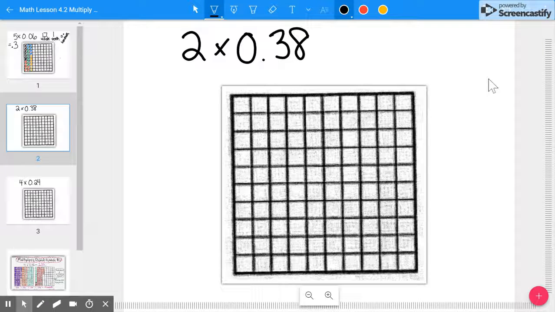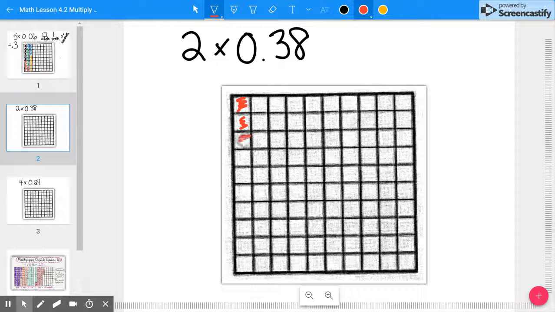Let's look at another problem. My problem is 2 times 38/100ths. So this is asking me how many altogether are going to be in 2 groups of 38/100ths. Remember, 38/100ths is going to be represented by the cubes. So I'm going to start coloring. I'm going to color 38/100ths first.